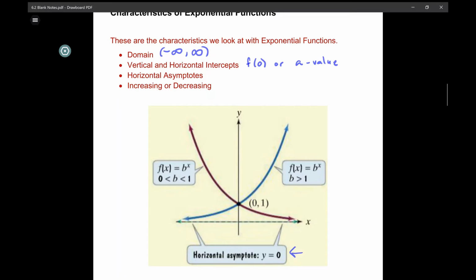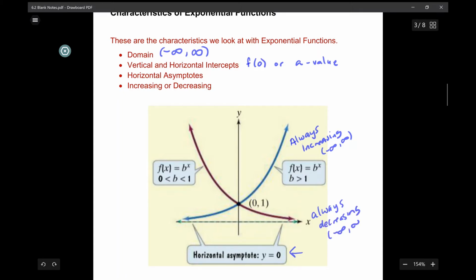And we already talked about increasing and decreasing, but let's hit it again. If b is bigger than 1, we're going to have always increasing, so the interval of increase would be negative infinity to infinity. And if b is between 0 and 1, it's always decreasing. They don't change. They're either increasing or decreasing the whole time.